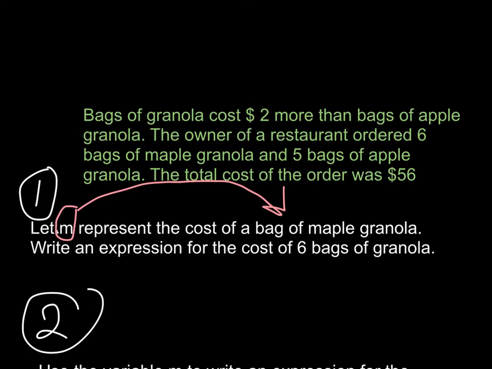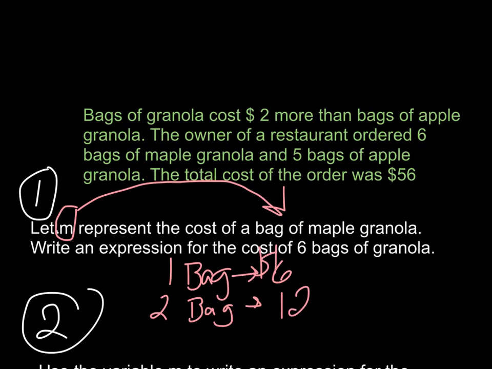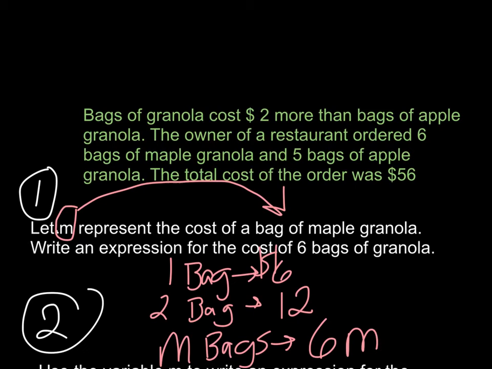We're going to write an expression for the cost of 6 bags of granola. Well, each bag is $6. So for one bag, it's $6. 2 bags is 12. So what do you think M bags would be? Well, to get 12, we can do 6 plus 6, or we can do 6 times 2. So the expression is going to be 6M. All right, let's move on.